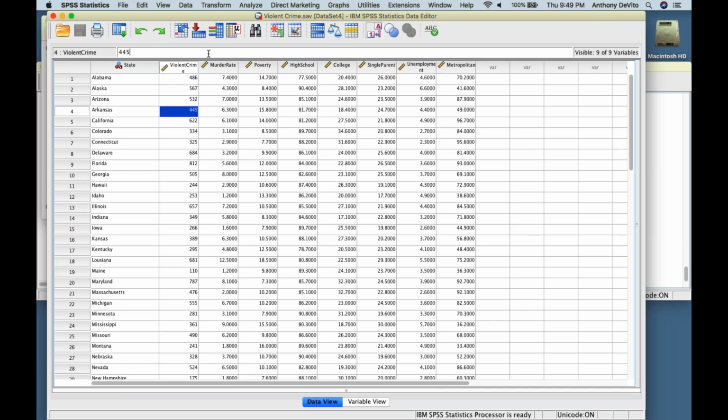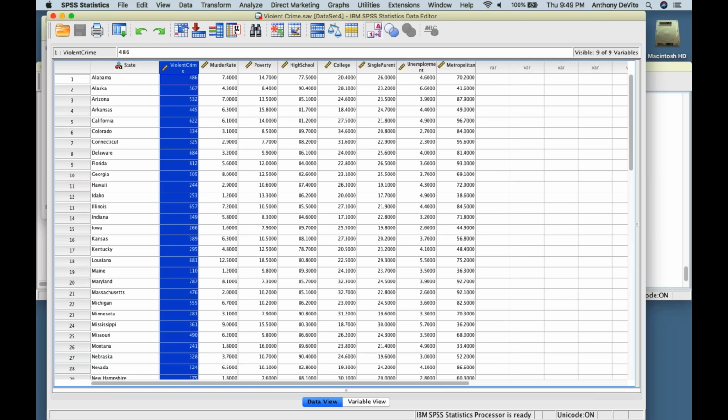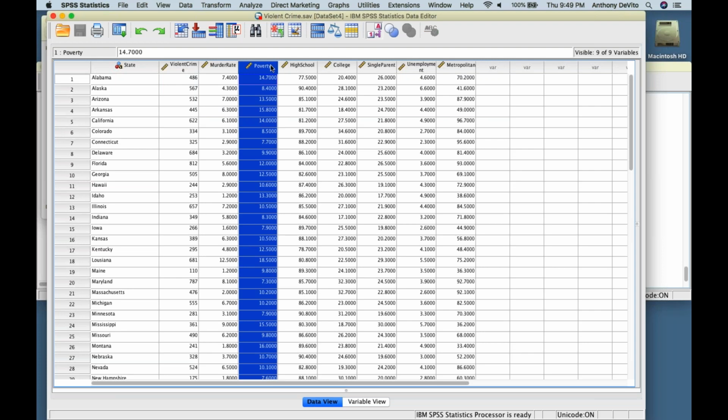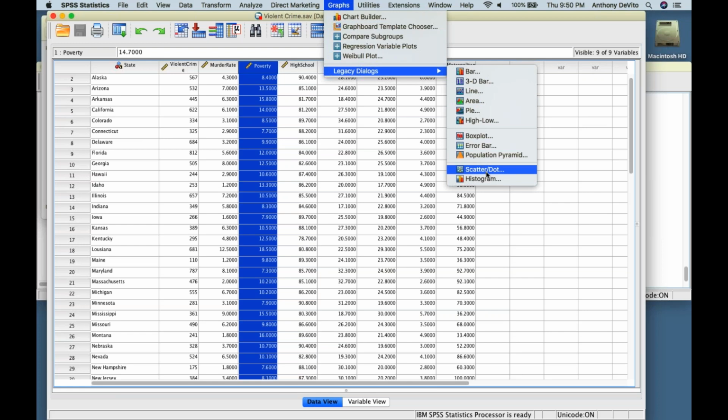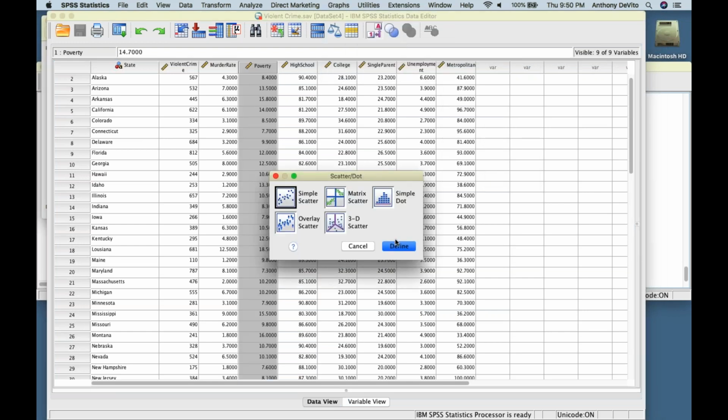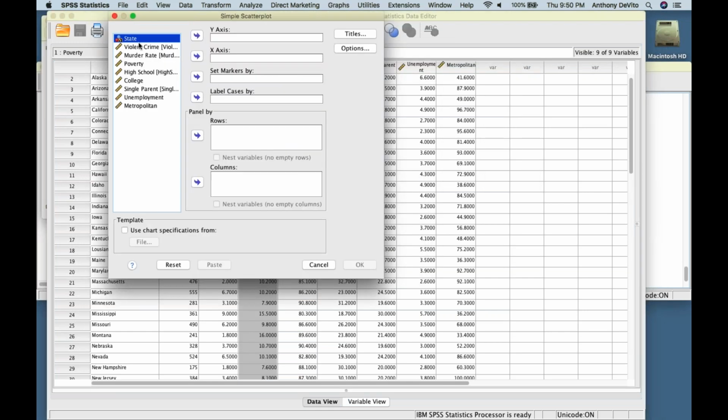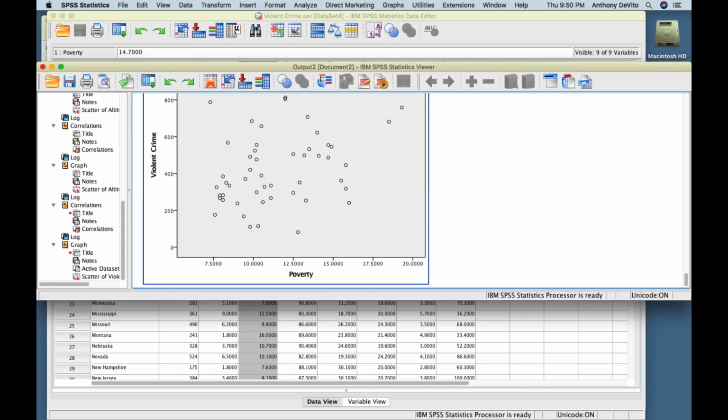Let's say I want to see if there's an association between the rate of violent crime and the poverty rate in these various states. Okay, before I do that, let's plot that. Graphs, legacy dialogs, scatter dot, simple scatter dot, and let's see if there's an association between the rate of violent crime and the rate of poverty for each state. I click OK. Let's see how that looks.